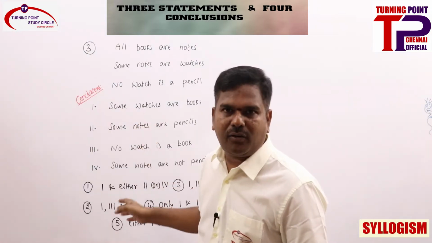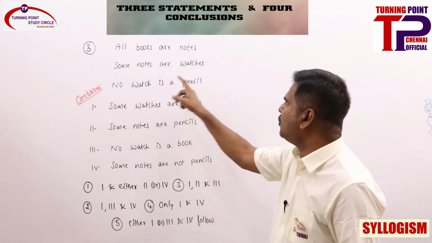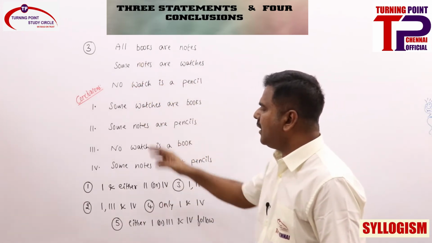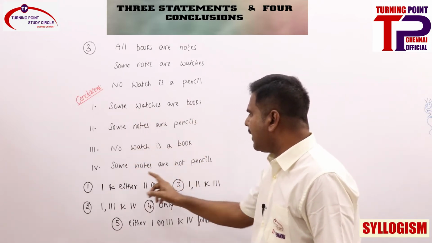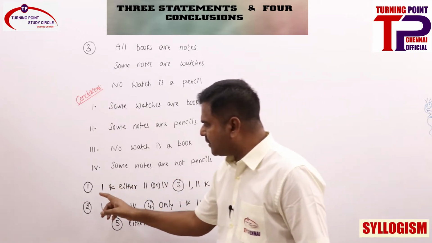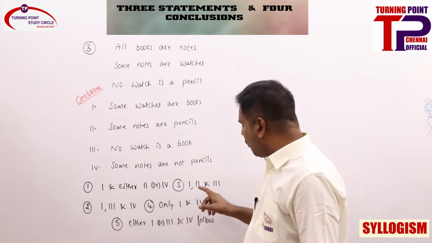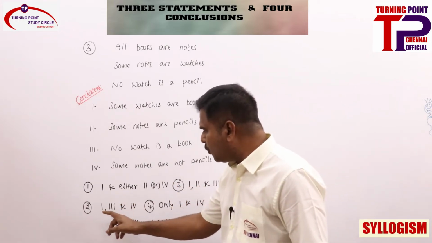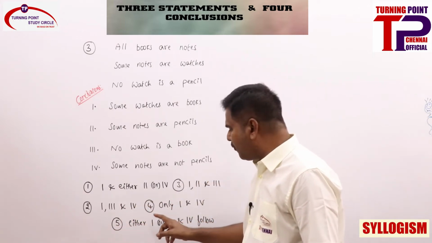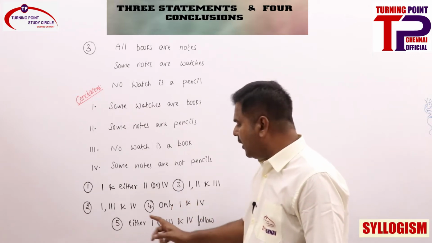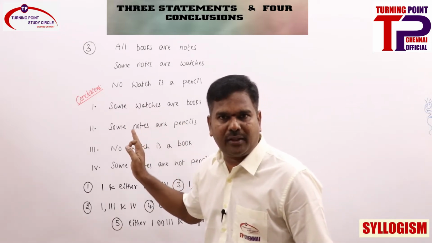My third question, note it down, try to solve it, surely you will be getting the answer. So third one: all books are notes, some notes are watches, no watch is a pencil. Conclusions: 1, some watches are books; 2, some notes are pencils; 3, no watch is a book; 4, some notes are not pencils. Answers: 1, if 1 and either 2 or 4 follows; 2, 1, 3 and 4 follow; 3, 1, 2 and 3 follow; 4, only 1 and 4 follow; fifth one, either 1 or 3 and 4 follow.